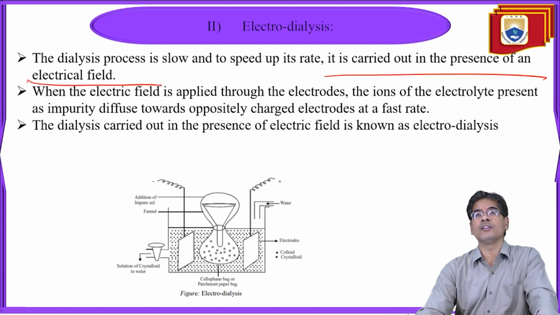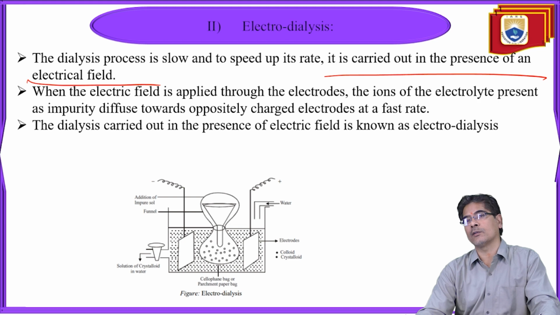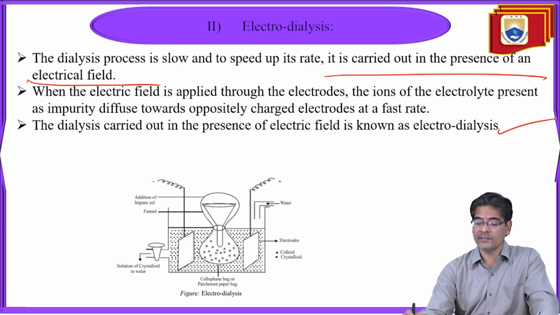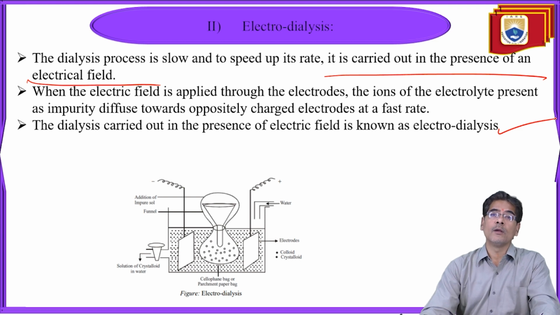electric field. That's why we are calling it electrodialysis. So the dialysis carried out in the presence of an electric field is what we are calling electrodialysis. That means when the electric field is applied through the electrodes, the ions of the electrolyte present as impurity diffuse towards the oppositely charged electrodes at a faster rate.